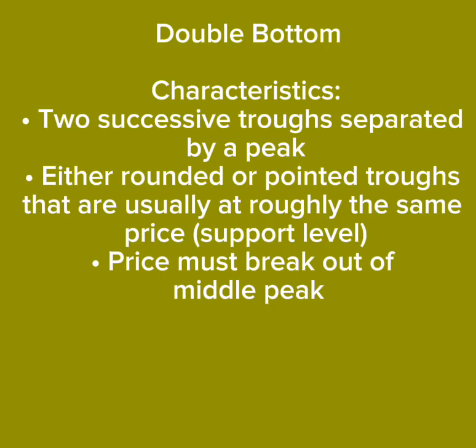Double bottom. Characteristics: two successive troughs separated by a peak. Either rounded or pointed troughs that are usually at roughly the same price, the support level. Price must break out of the middle peak.